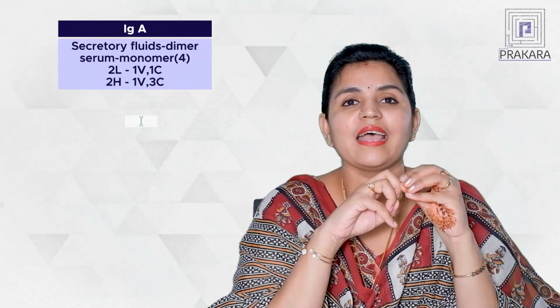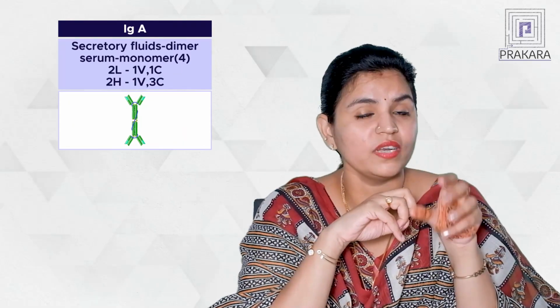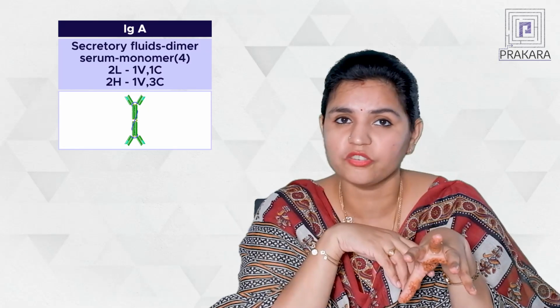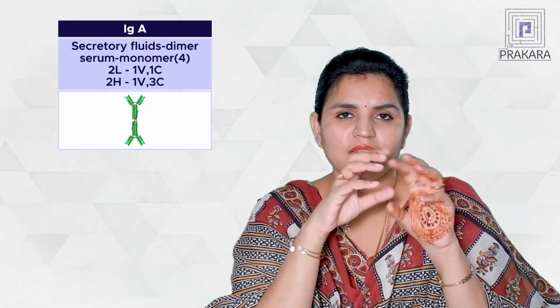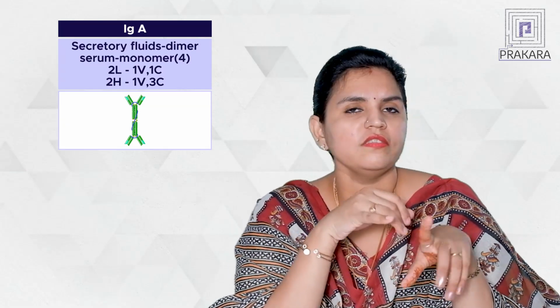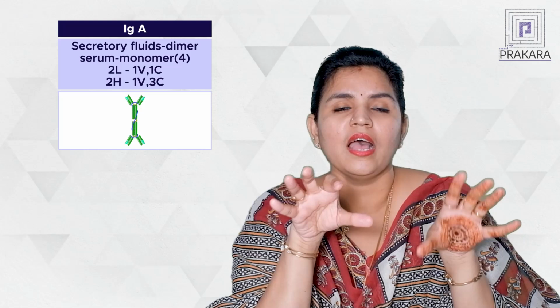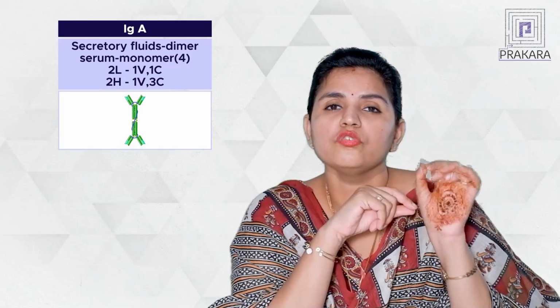Now the next class that we are seeing is immunoglobulin A. As we have learned earlier, it acts like a secretory component. It shows a J-shaped structure. It is monomeric in nature, however it occurs as dimers also, and each monomer contains two light chains and two heavy chains. Most importantly, it constitutes 10 to 15% of the serum or plasma.